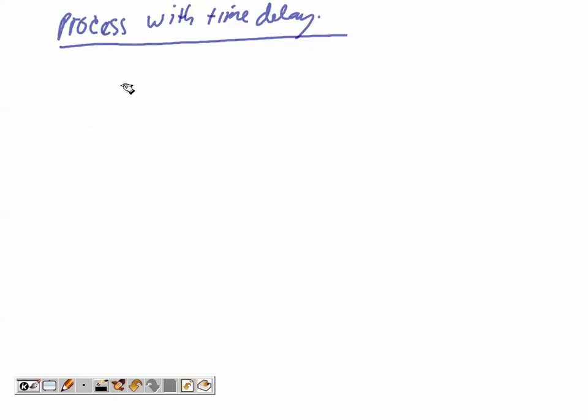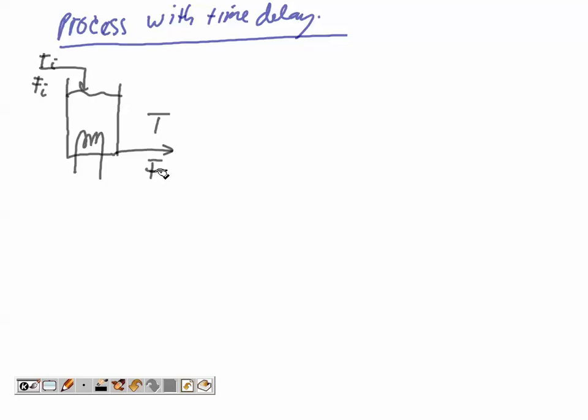Okay, so the process with time delay, for example, in a heating process, maybe we have liquid that we will heat in a heating process here. The T input is Ti, with the fluid Fi, and T output is T, and the fluid is F.